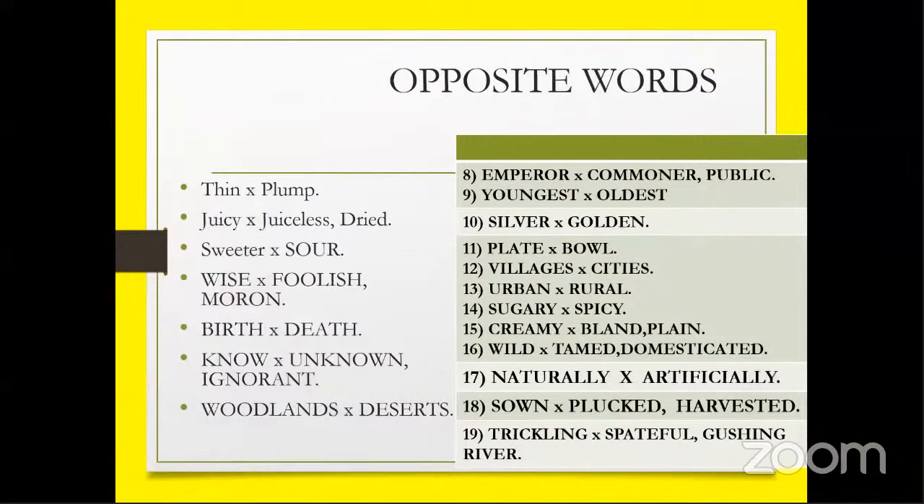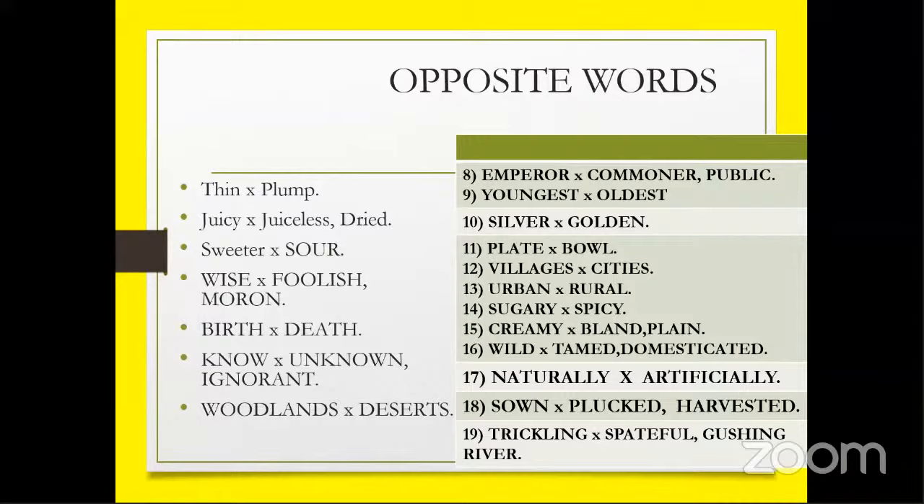Like thin, the opposite is, can you tell me? Plump. Juicy. Useless, the opposite is dry. Sweeter, the opposite is sour. Wise, the opposite is foolish. Known, the opposite is unknown. Woodlands, the opposite is desert.